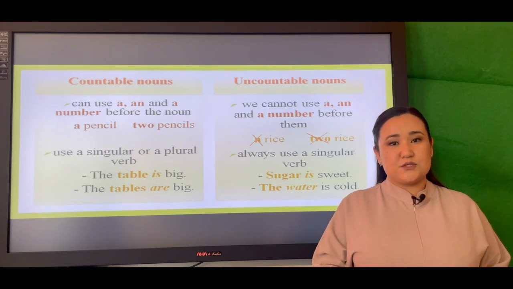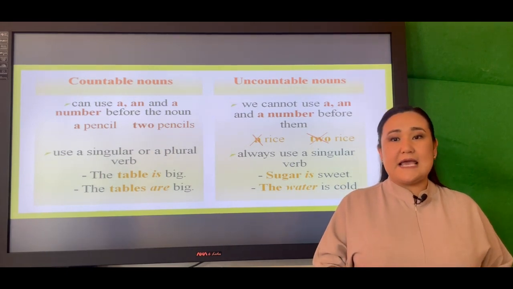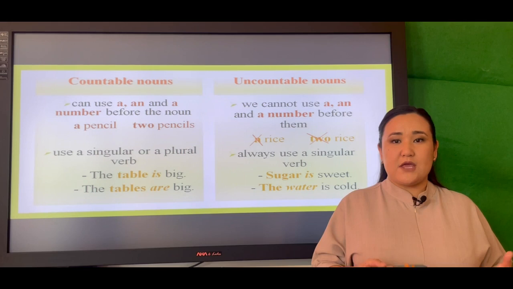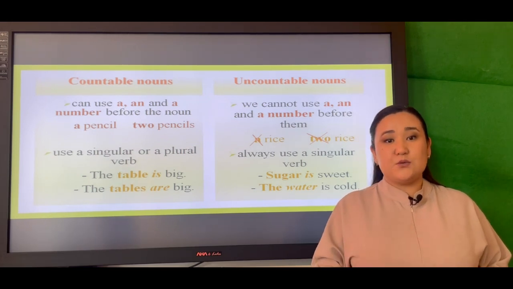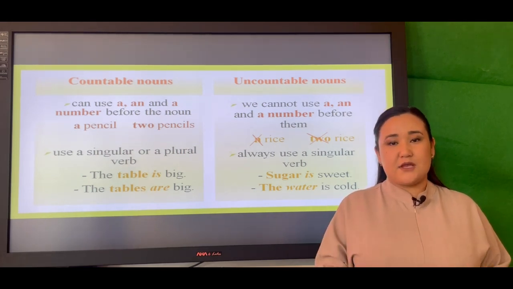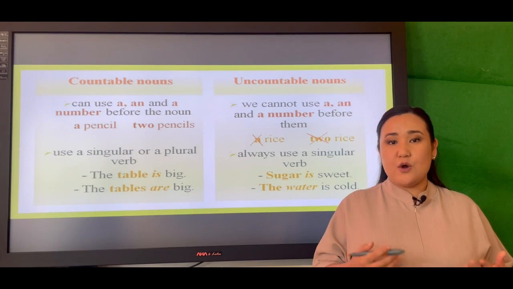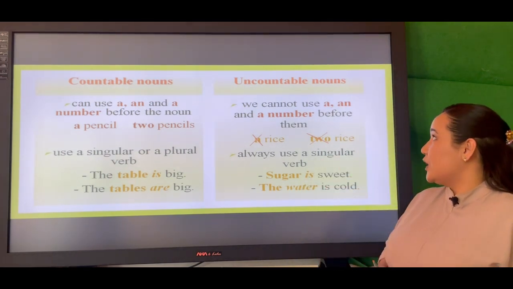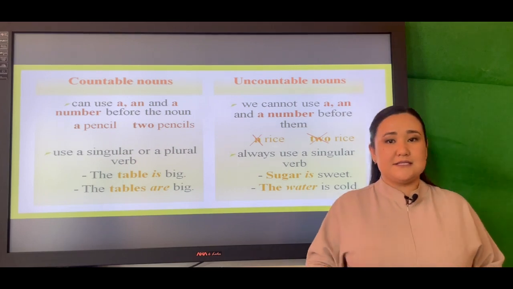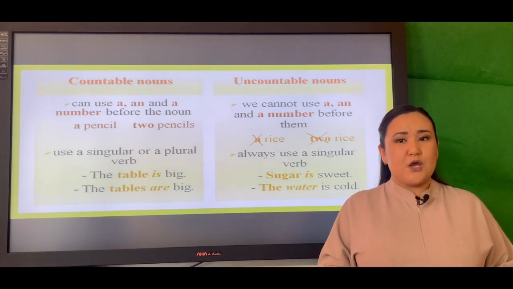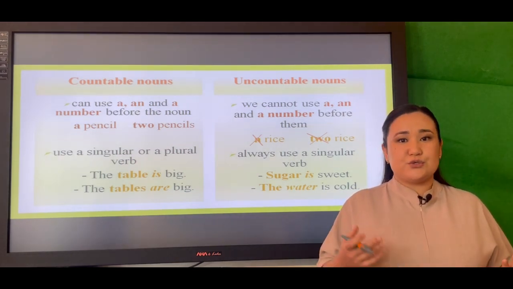With countable nouns, we can use a, an, and a number before the noun. We can say a pencil, and we can say 5 pencils. We can count pencil, so pencil is a countable noun. With uncountable nouns, we cannot use a, an, or a number before the noun. We cannot say a rice or 2 rice.